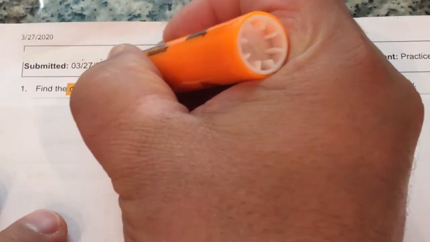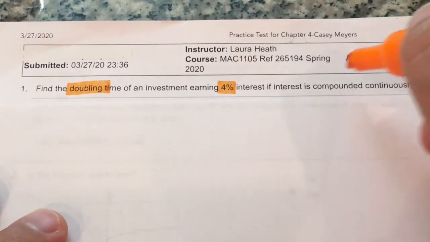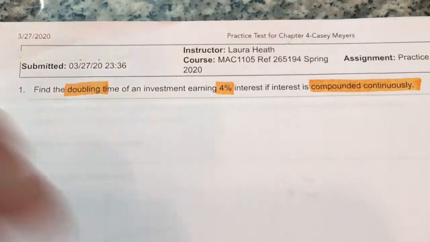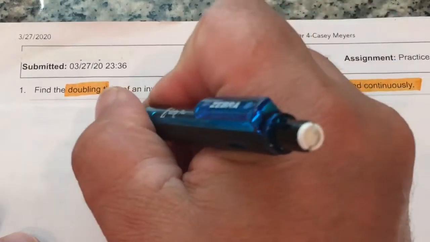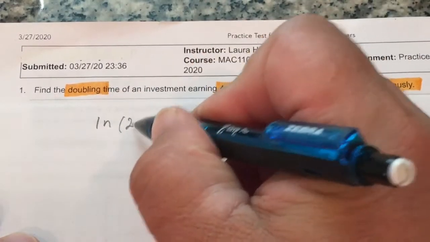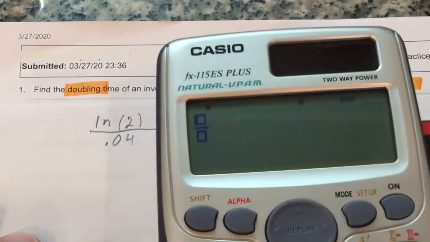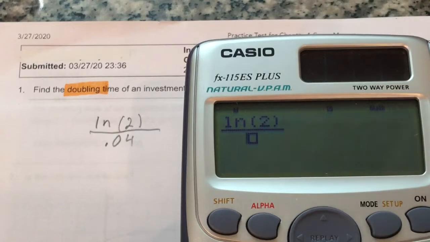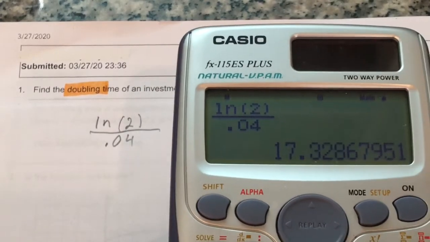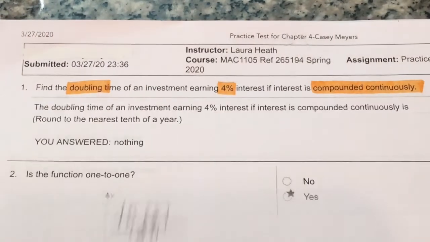I'm asked to find the doubling time, and the interest rate is 4%, compounded continuously. So that's going to be a PERT problem. There's a shortcut to it. It's just going to be ln of 2 for doubling time over the rate as a decimal, 0.04. So this one we just type into the Casio, ln 2 over 0.04, and 17.3 is the answer.